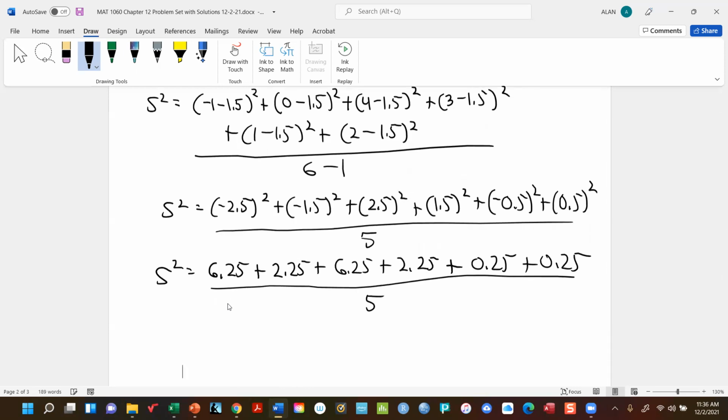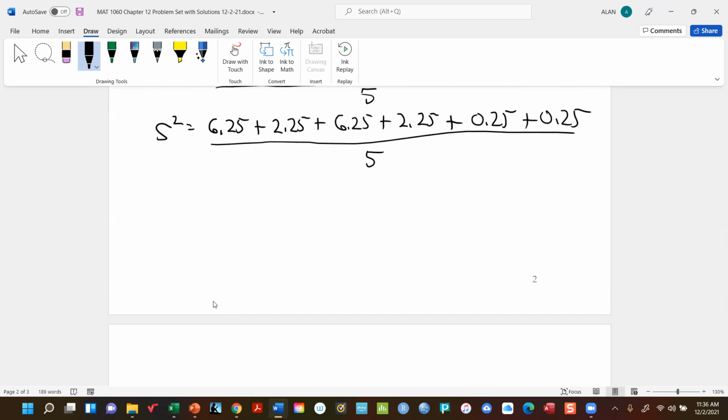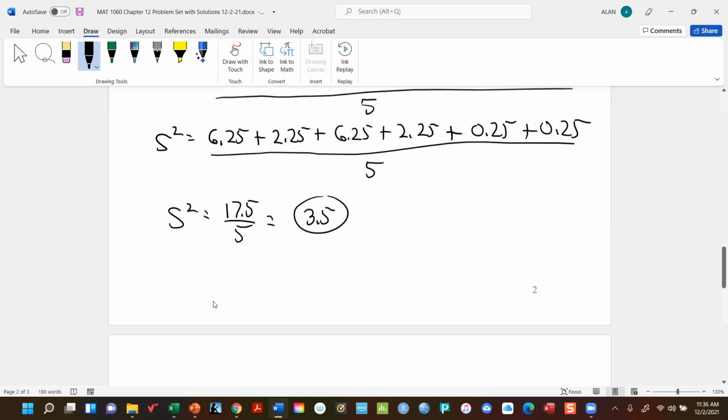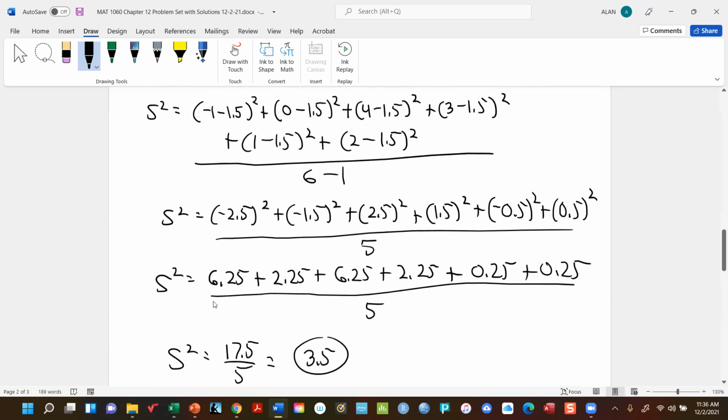And now you're just adding them up and dividing by 5. So the numerator adds up to 17.5. When you divide that by 5, you get 3.5. And that's it, you're done. So yes, it looks like a catastrophe. It's kind of messy, but once you understand what you're doing, it's really not that bad.